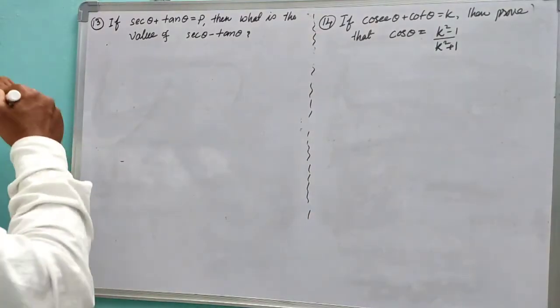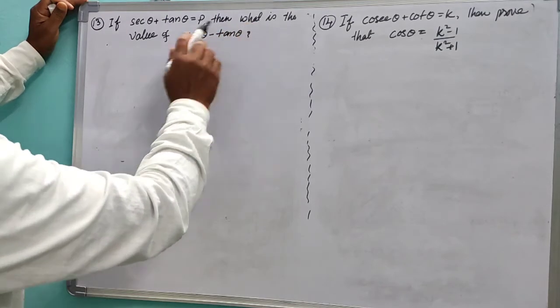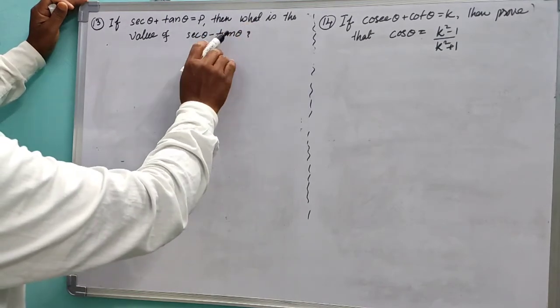So 13th problem: if sec theta plus tan theta is equal to p, then what is the value of sec theta minus tan theta?